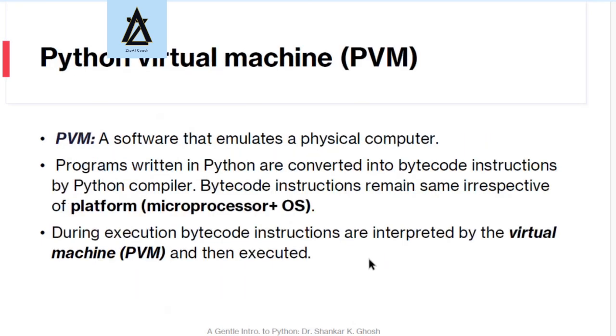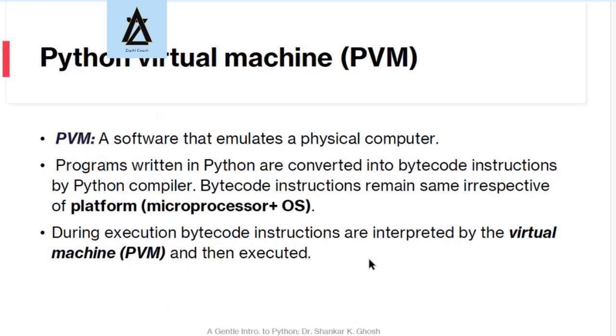So we have to understand that a Python program runs on the Python virtual machine. It is basically a piece of software which emulates a physical computer. Programs written in Python are converted into bytecode instructions by the Python compiler, and those bytecode instructions remain the same irrespective of the platform.